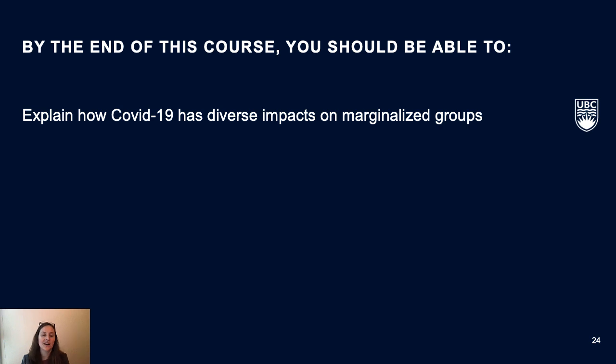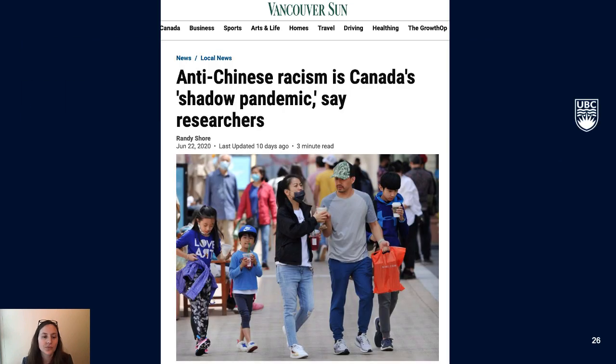So let's revisit our learning objective. We are going to explain how COVID-19 has diverse impacts on marginalized groups. COVID affects us all, but not in the same way and certainly not to the same degree. So we'll look at COVID and race, thinking about racialized groups and racism under the pandemic.